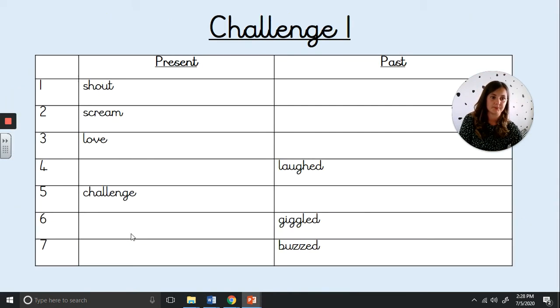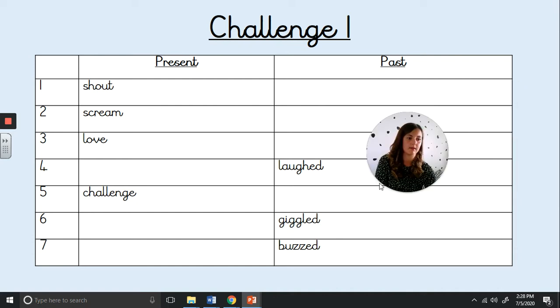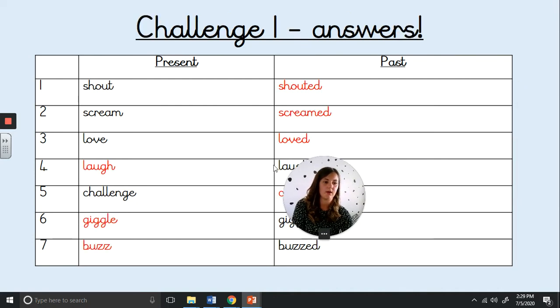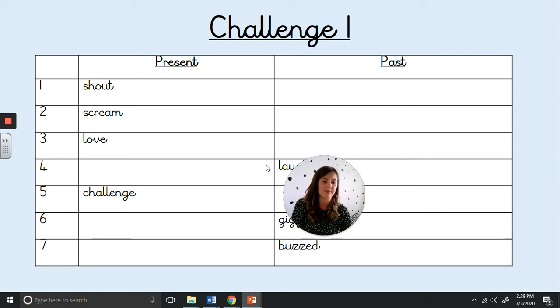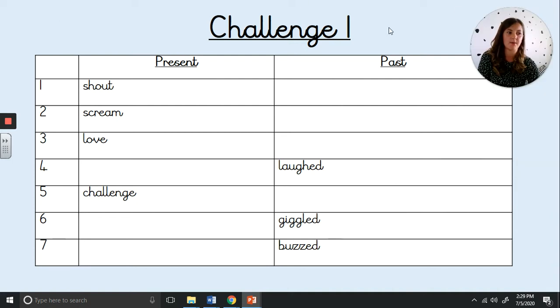Okay, so what I would like you to do is to create your very own table. So you can see this table here. We have got our present tense verbs and our past tense verbs. And I would like you to tell me the missing one. So here I've got in the present tense, shout. So in my book, I would write number 1, and then because I've got a blank bit here where it says past tense, I will write the past tense verb.